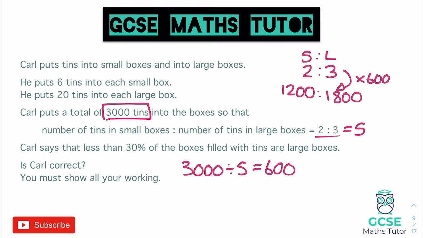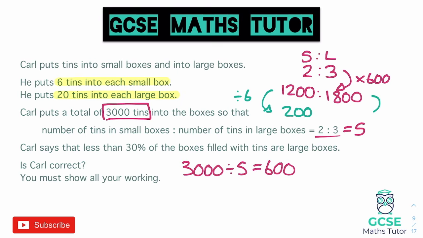Now we can actually work out how many boxes there are that he's filled, because we know that there are 6 tins in each of the small boxes and 20 tins in each of the large boxes. So for the small boxes, if we divide this by 6, because there are 6 tins in each of those small boxes, so 1,200 divided by 6 would give us 200 boxes. For the other one on the right, I'm not going to write this as a ratio because we're not really working out a ratio here, we're just working out how many boxes have been used. Or we could think of it as a ratio of the boxes. So for the next one, we've got 1,800.